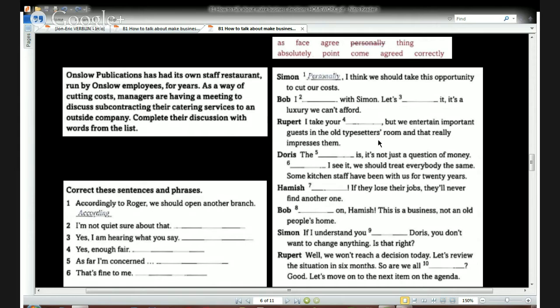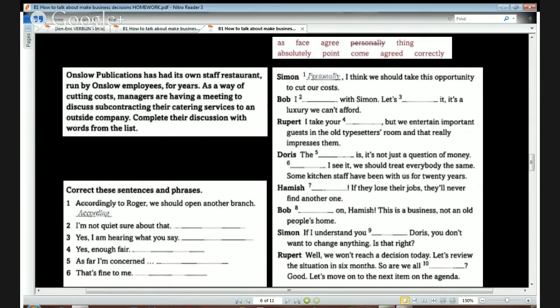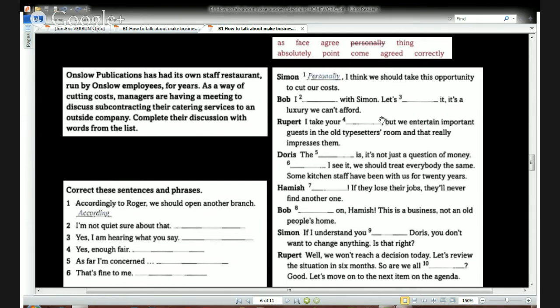This is Bob. Well, I agree with Simon. Let's face it, it's a luxury we can afford. I agree. And let's face it, it's a luxury we can afford. Very good. And Monica, what does Rupert say in response?